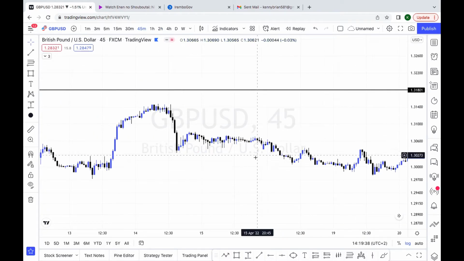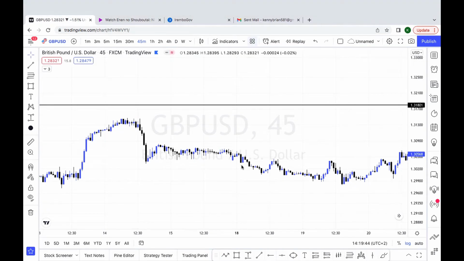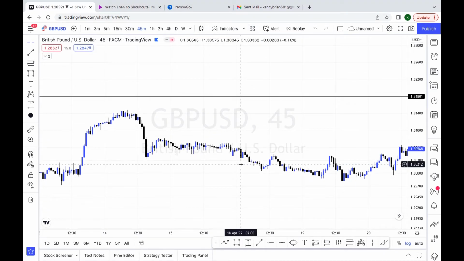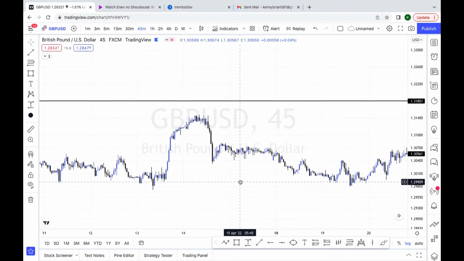By the way, as you guys can see, I am moving from time frame to time frame, right? So you guys will also learn how to trade according to the time frames you're using. The higher the time frame, the more significance in the markets, right? So if you see a pin bar on the daily, it's more significant than a pin bar on the 5 minutes, right?